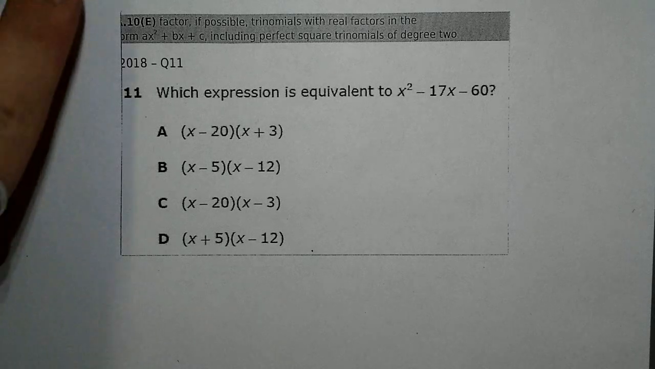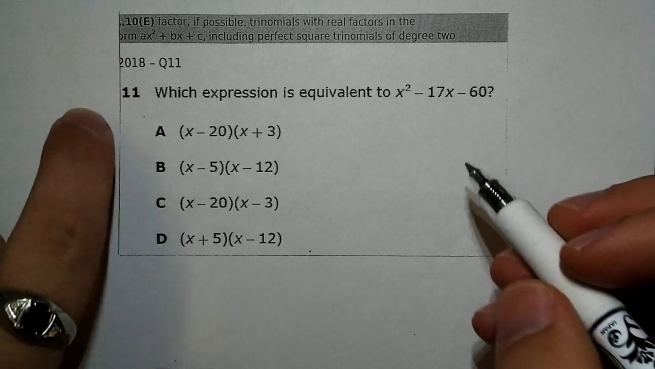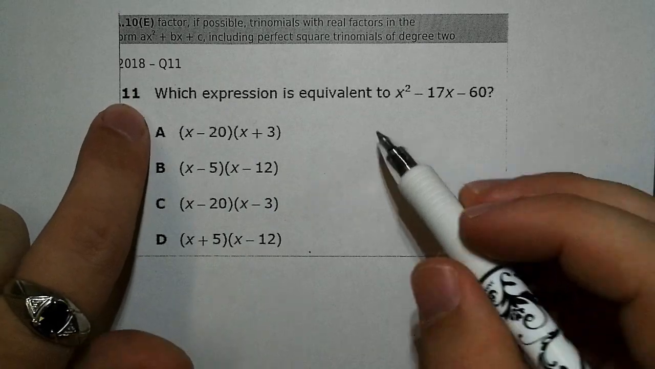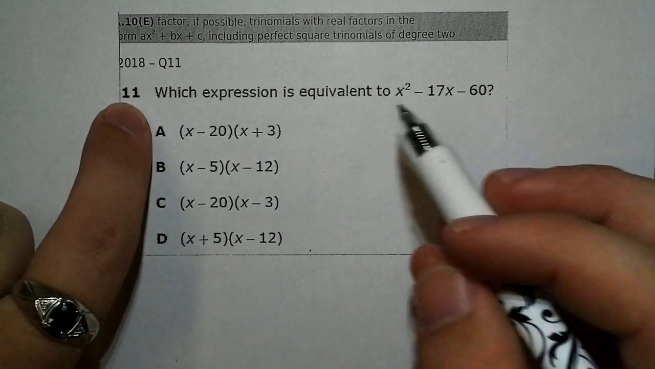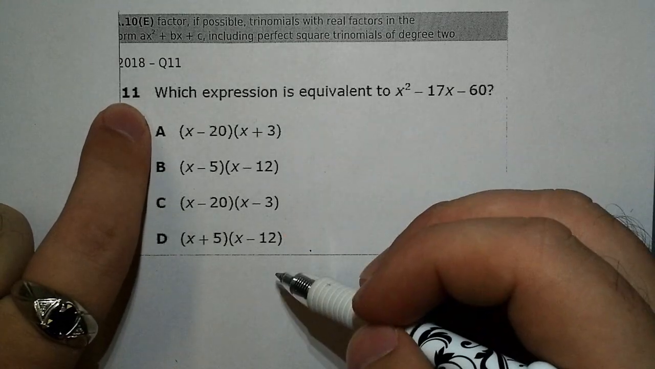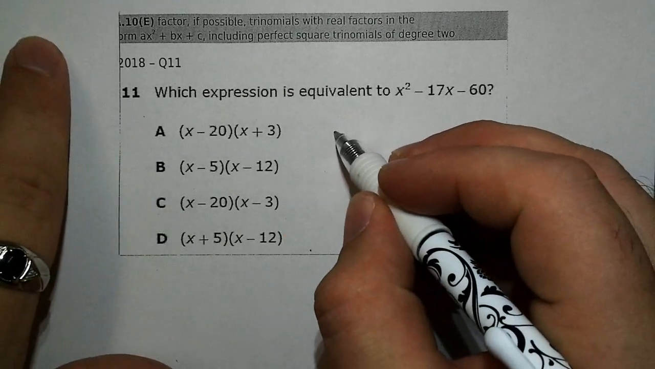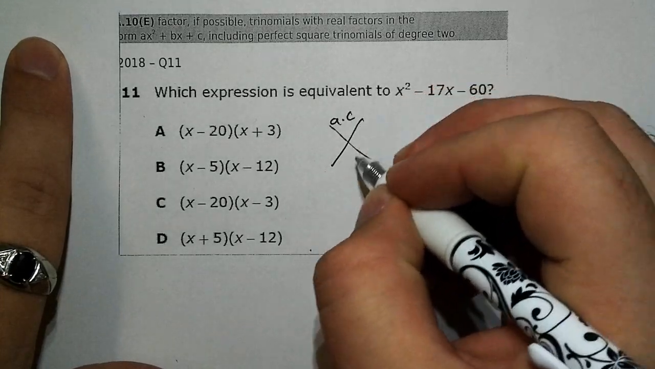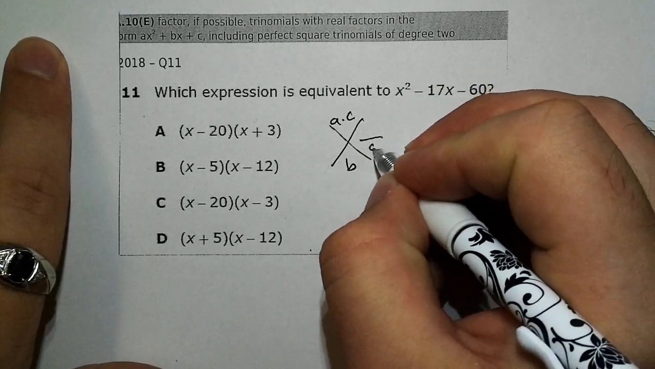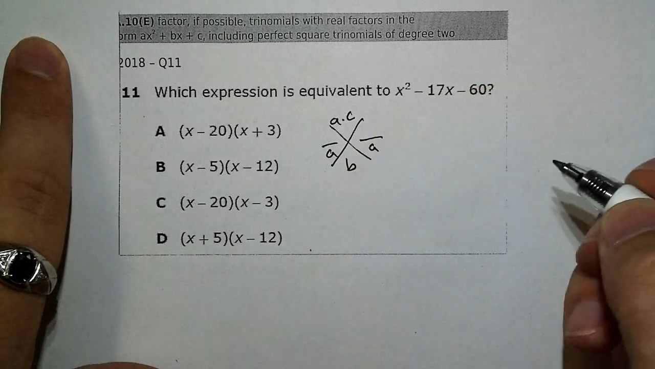All right, so I'm going to start out with question number 11. It says, which expression is equivalent to x squared minus 17x minus 60? And you see all of our answers are in factors. So I'm going to use the x method. A times c on the top, b on the bottom, and then we're going to take both our factors and divide it by their a value.